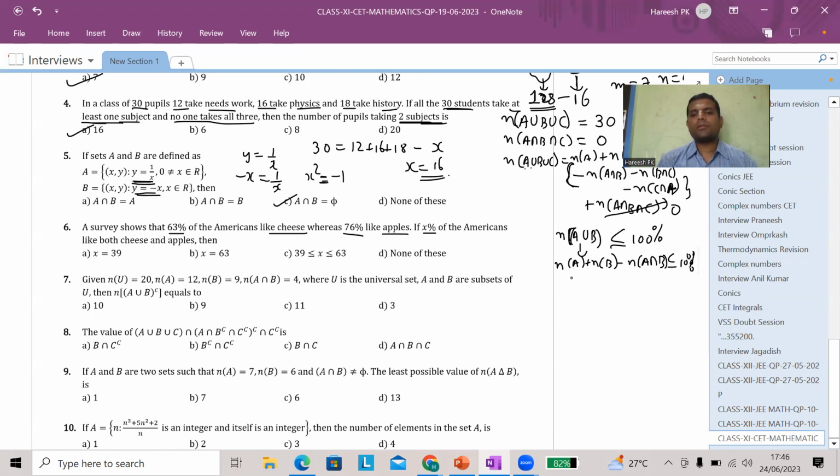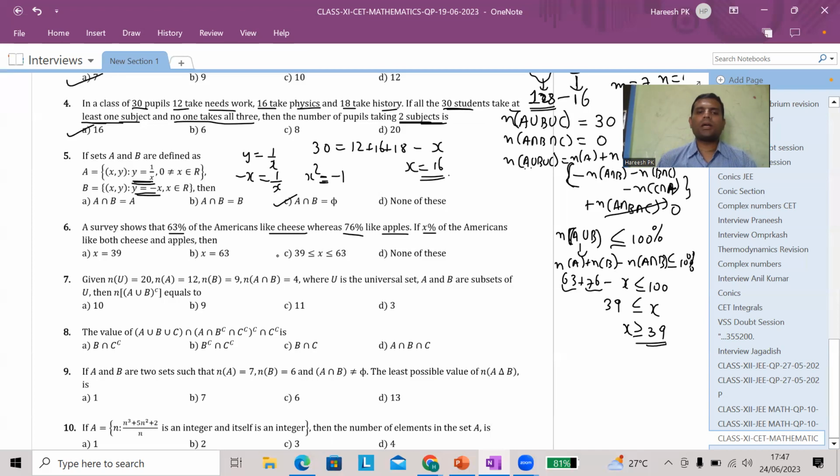So N of A is given 63, N of B is 76, N of A intersection B I'll call X. So when I transfer X to the other side, we'll end up getting 63 plus 76, which is 139. So 139 minus 100, so you get 39. That means X should be greater than or equal to 39.